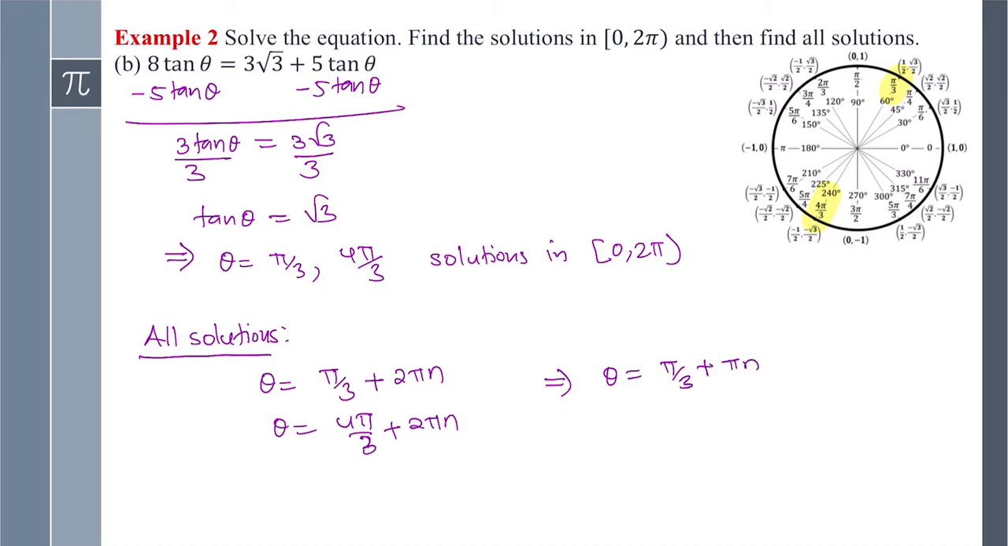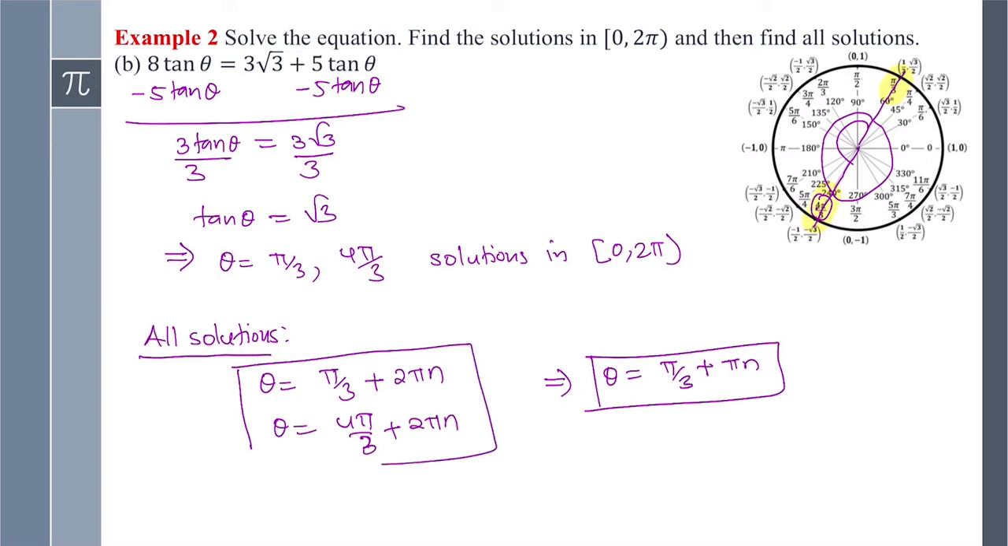What does that mean is, we have pi over 3 here, and then we have 4 pi over 3 here. So we have pi over 3. Now if we add pi, we get to the second solution here. Then if we add pi, we go to the next one, and we can keep adding multiples of pi, and we get to those two solutions. So we can also write this one in this form, where n is an integer. We can do that, or we can write it the other way. Either one is okay.